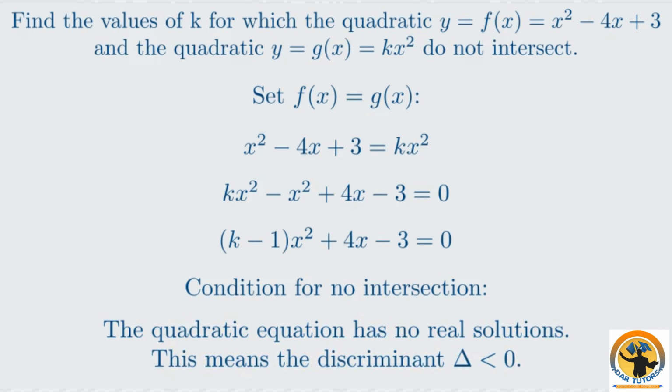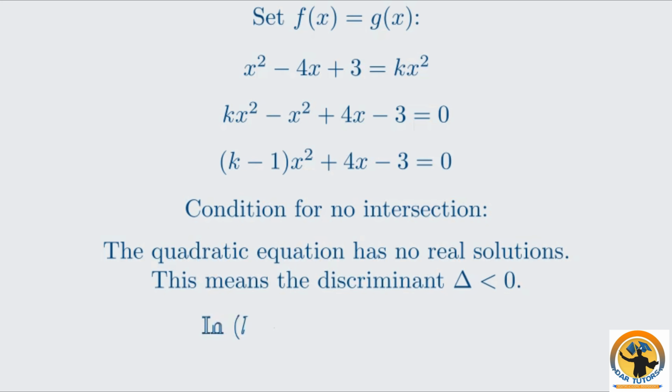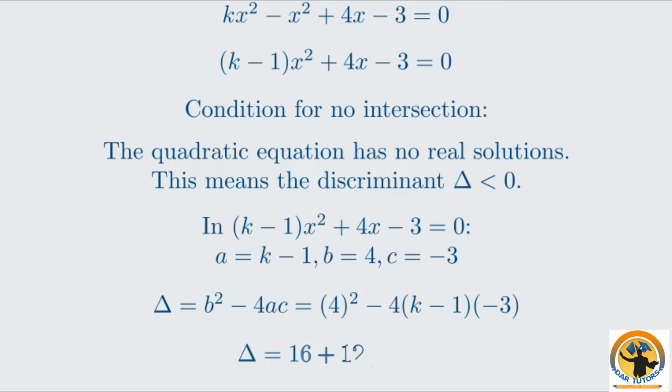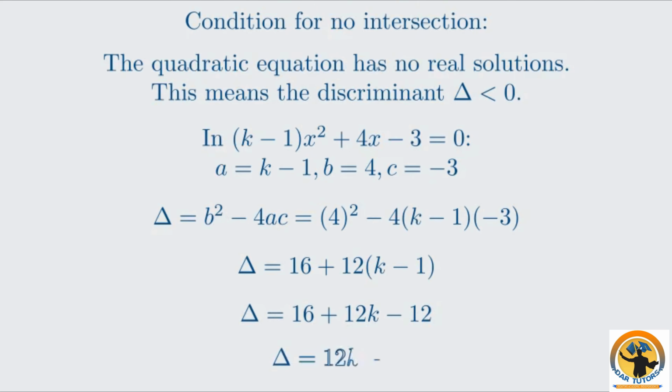Let's find the discriminant in terms of k. In our rearranged equation, a equals k minus 1, b equals 4, and c equals 3. So the discriminant is b squared minus 4ac. This is 4 squared minus 4 times the quantity k minus 1 times 3, which simplifies to 16 plus 12 times the quantity k minus 1. The discriminant is 12k plus 4.